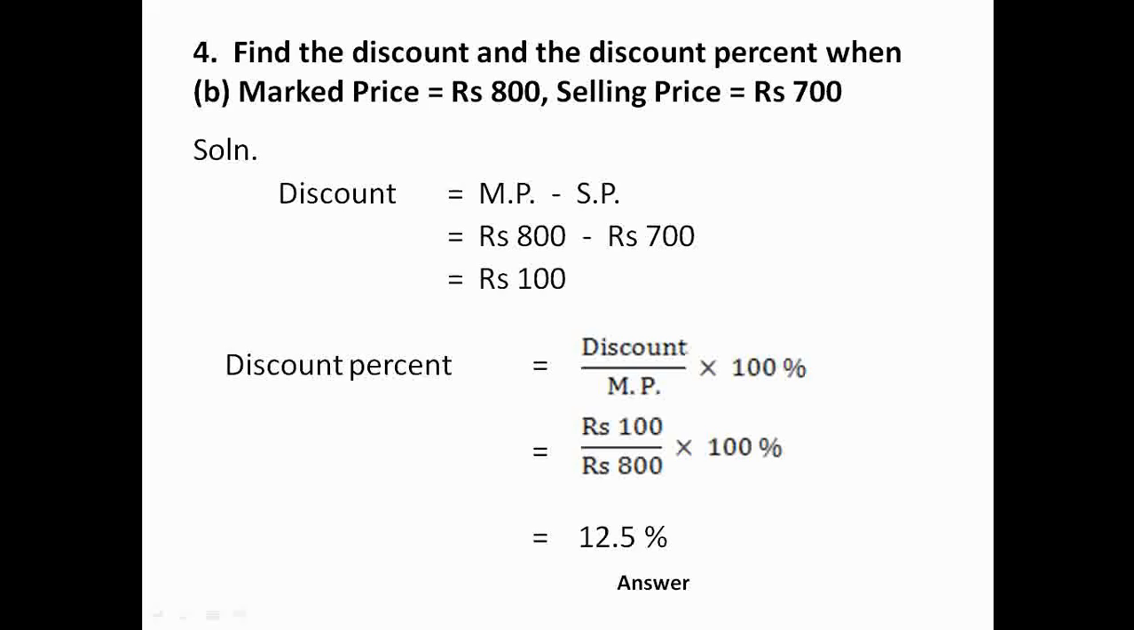This question, you just think it yourself. Suppose you went to market and the mark price of a school bag was rupees 800. You paid the shopkeeper rupees 700 after discount, but you don't know how much discount. At home, you just have the values, mark price and selling price. Suppose I am asking you how much discount you got, you don't know. Then you have to calculate the discount in this way.